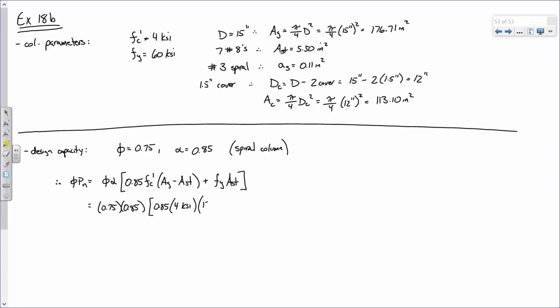Gross area, that was the 176.71 minus 5.5 square inches plus 60 KSI and then 5.5. So what do we got? Say it again. 580.2? Yeah. Do I have a second on that?